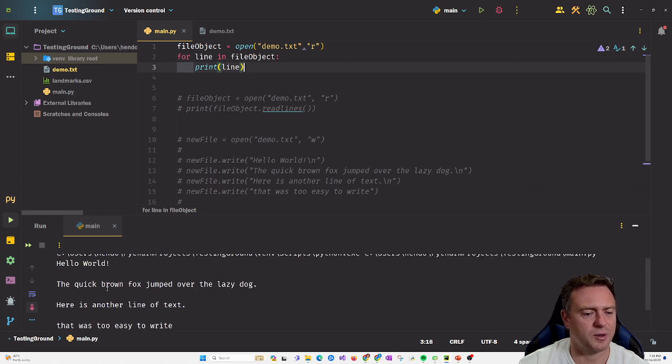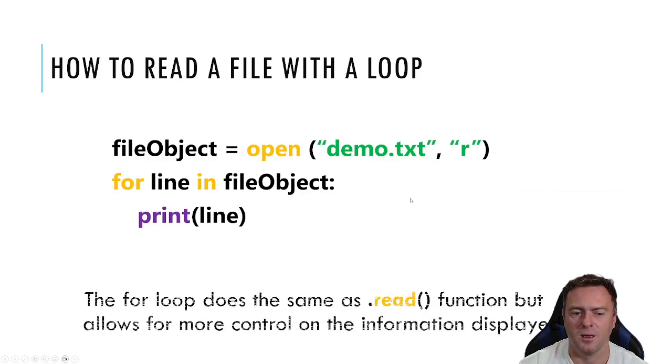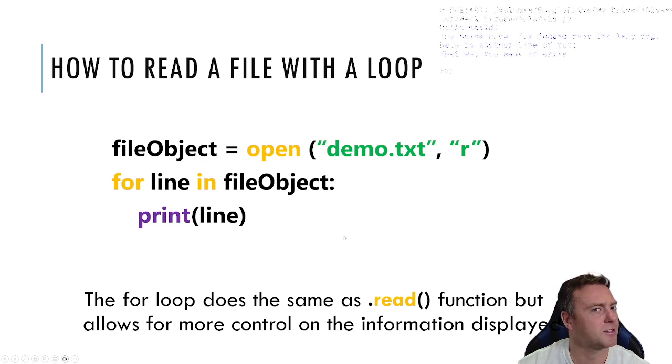So there's the hello world brown fox, and then it was able to print out a new line for each thing, which is pretty cool. So the for loop does the same as the read function, but allows for more control of the information because it's going through each line individually.